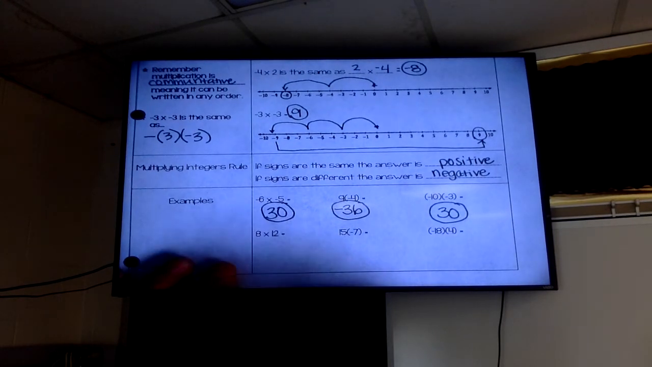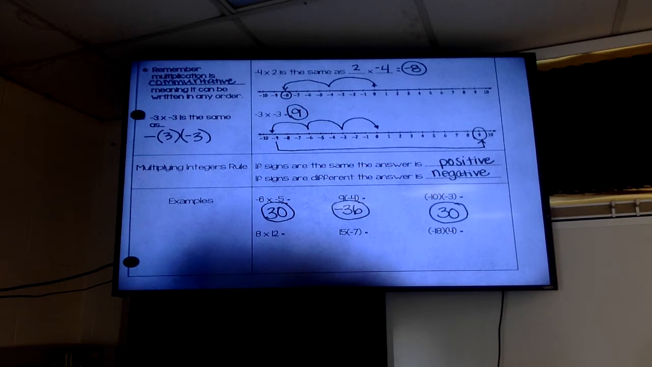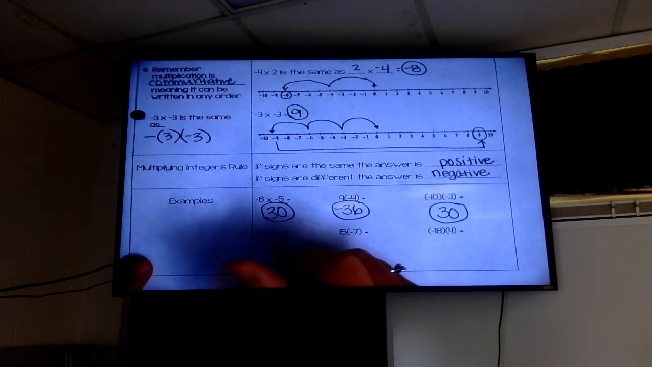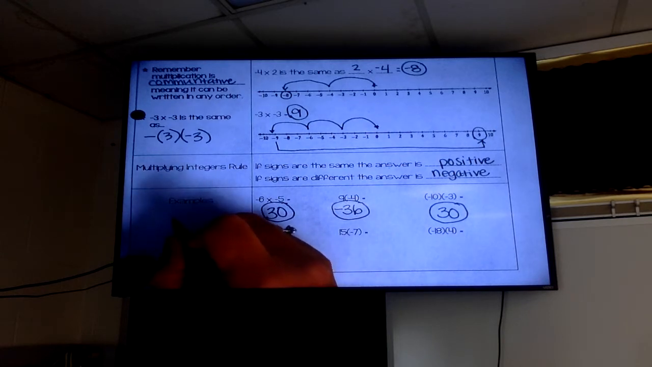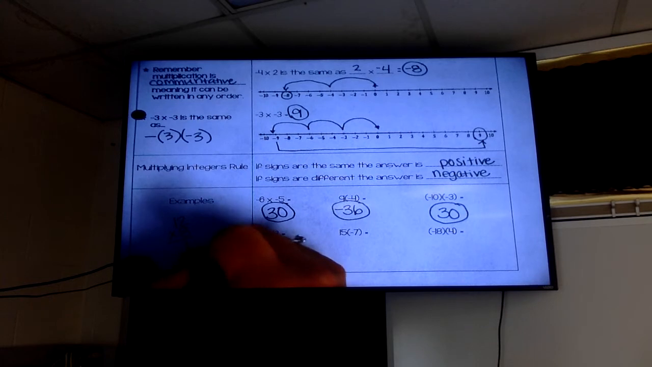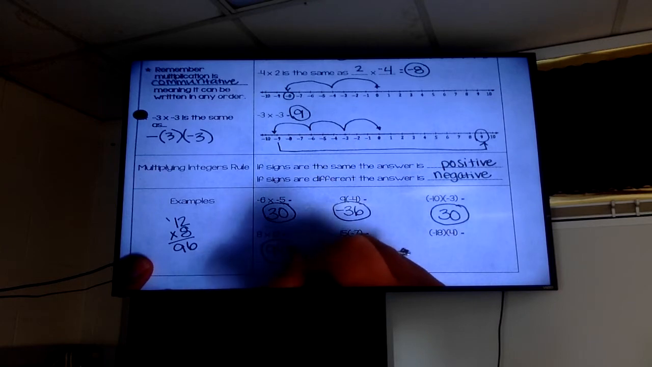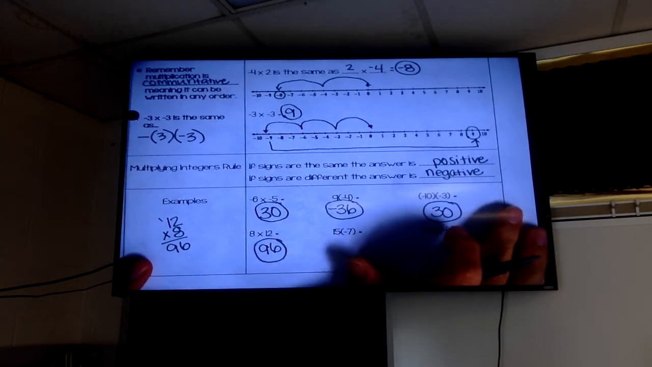8 times 12. We probably don't even need to think of our rule for this one because we know a positive times a positive is a positive. We learned that a long time ago when we first started learning multiplication. So really all I have to do here is 12 times 8. And if you can do it in your head, that's great. If you're someone that needs to do it on the side of your paper, you do it on the side of your paper. Okay? And you come up with 96. And again, we already knew a positive and a positive made a positive.